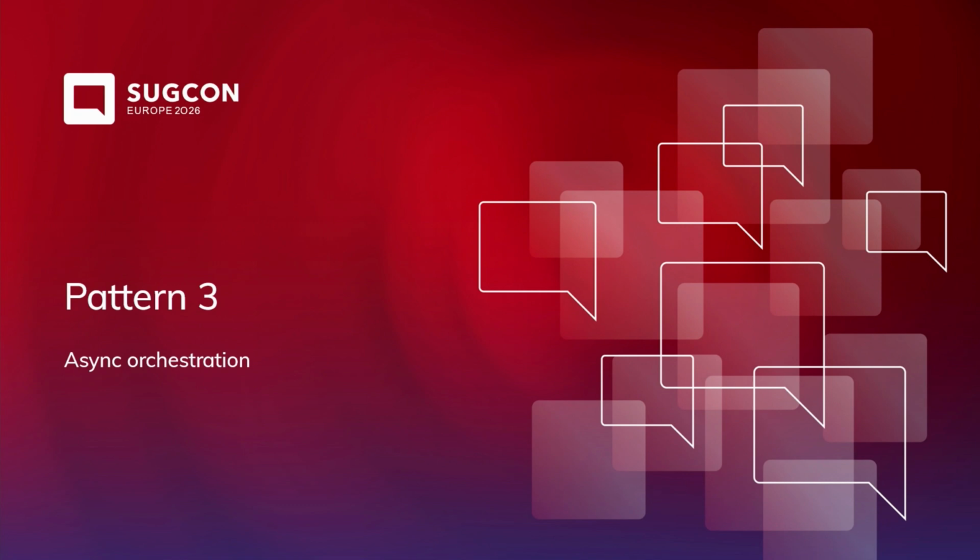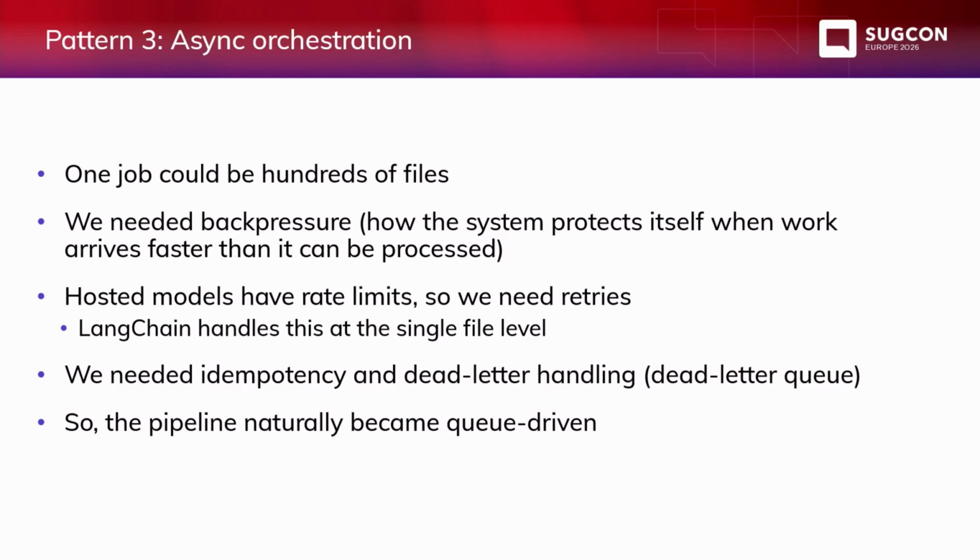Okay, pattern 3, async orchestration. So clearly, if we're taking a bunch of files in a code base and sending them all for analysis, we can't just run a parallel asynchronous call and throw all that at an LLM and expect it to, or at least not a hosted model, and expect it to just go through gracefully. There are limits to throughput, and so the system needs back pressure, which is defined as how the system protects itself when the work arrives faster than it can be processed.